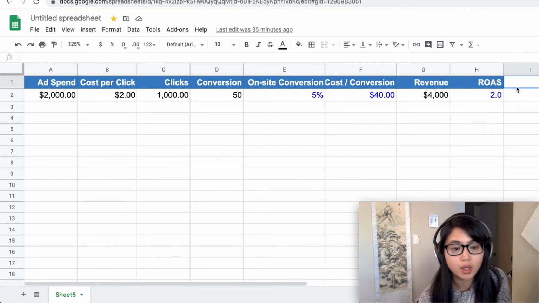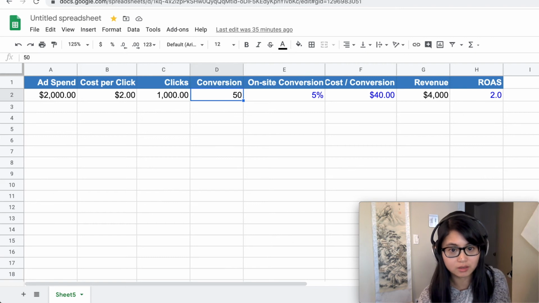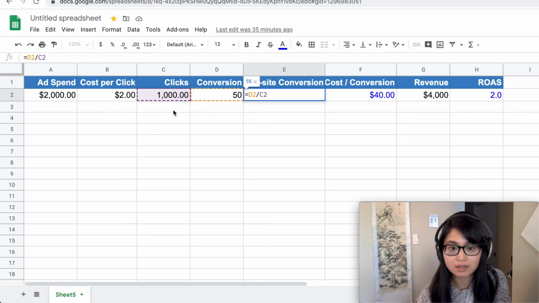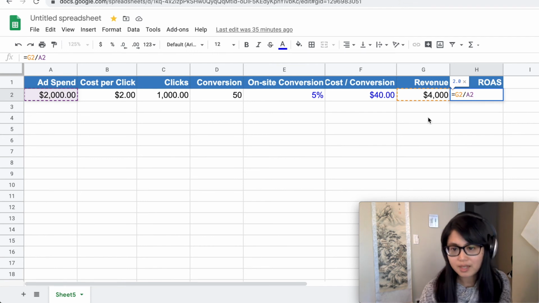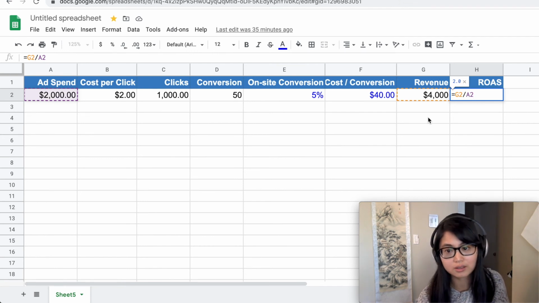In our example, we spent $2,000 on the campaign. Let's say the cost per click is $2, which means we generated 1,000 clicks from this campaign. We also know our conversions were 50. Then the on-site conversion rate is 5%, 50 conversions divided by 1,000 clicks. And the cost per conversion is $40, $2,000 divided by 50. We also know the revenue generated from this campaign is $4,000. So the ROAS, return on ad spend, is 2, $4,000 divided by $2,000.